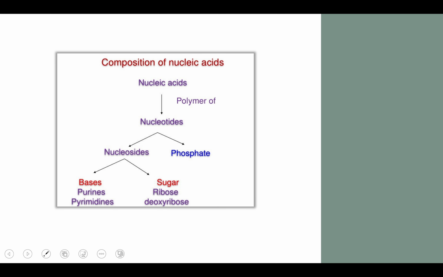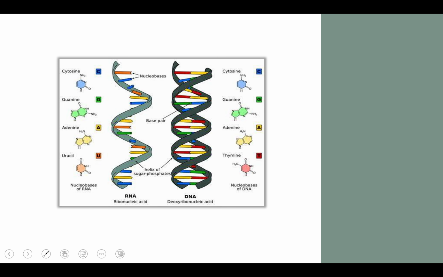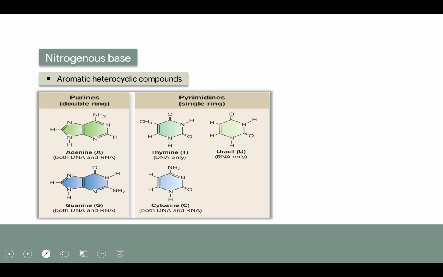As you can see in the flowchart here, nucleic acid is a polymer of nucleotide, and nucleotide is made up of nucleoside and phosphate group. Nucleoside is further made up of nitrogenous bases and ribose sugar, that is, a pentose sugar. So nitrogenous bases are aromatic heterocyclic compounds which can be purine and pyrimidine.